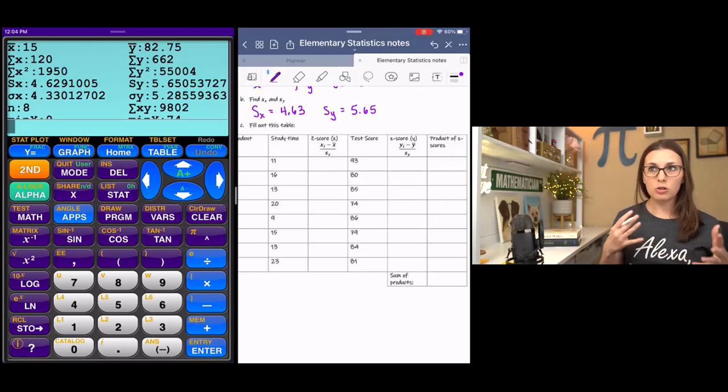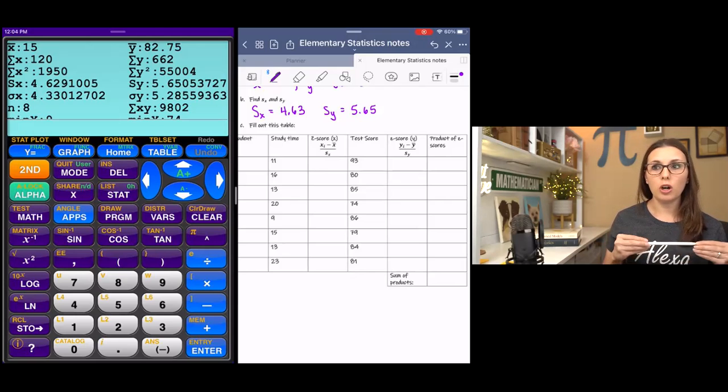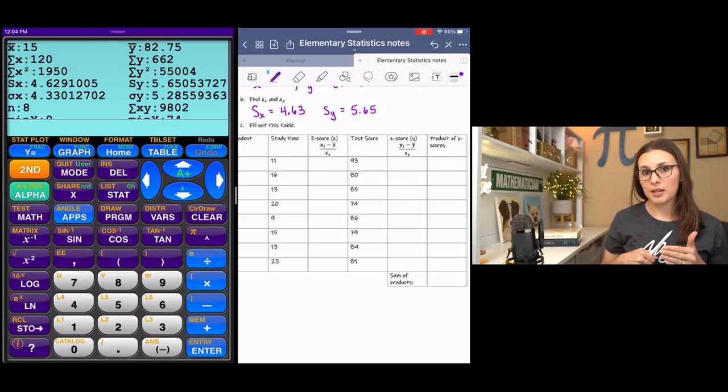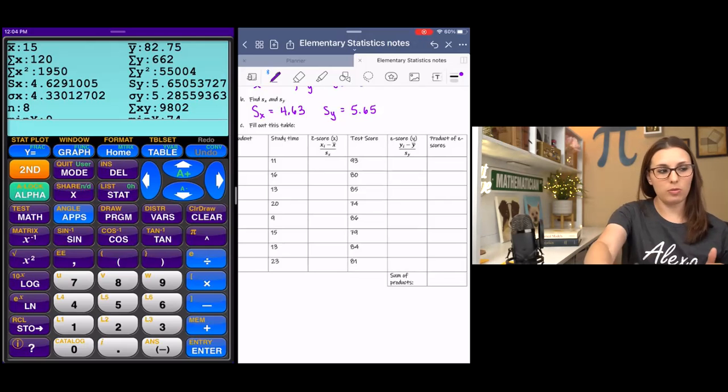As a standard or as a rule of thumb, you generally want to go 1 decimal place farther than your raw data. Our raw data are whole numbers. So we could go 1 decimal place. I'm actually going to go 2 decimal places because I'm super paranoid, but 1 decimal place is adequate. So if you could, pause the video, try to fill out this table, and come back and check it with mine.